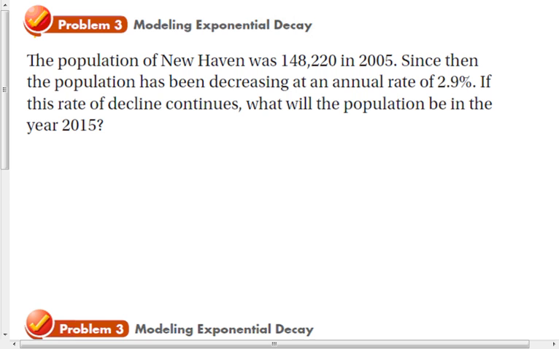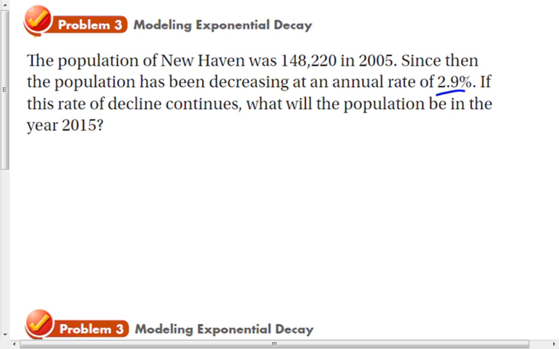All right, sometimes we're going to have exponential decay, which means we're multiplying by a number that's between 0 and 1, and it represents maybe populations that are decreasing. Here we have a population in New Haven that was 148,220 in 2005. Since then, it has decreased at an annual rate of 2.9%, and if it continues, what will be the population in the year 2015?